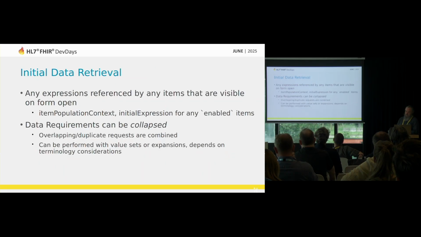So when we're retrieving data, we have two steps. We've got our initial data retrieval for any expressions that are referenced by any items that are visible when the form is open. These are your item population context and initial expression extensions. These data requirements can be collapsed. So if you have multiple items that are using the same data requirements, you can collapse those requests to limit the number of requests hitting the server. And they can be performed with value sets or expansions, depending on the terminology considerations.